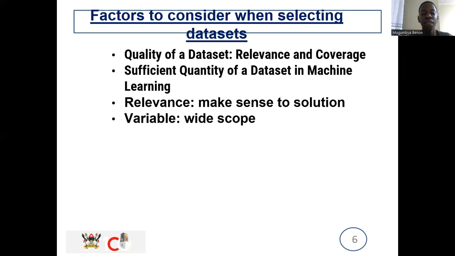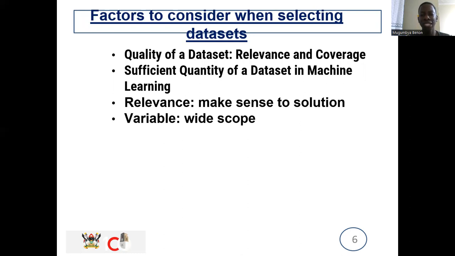And then we need a sufficient quantity of a data set, because we need our data set to be of a large size, or let me say of a good size, a size that is large enough that can increase our chances of making a prediction. Because a large data set size enables our model to learn more efficiently and we would hope to get more accurate results.